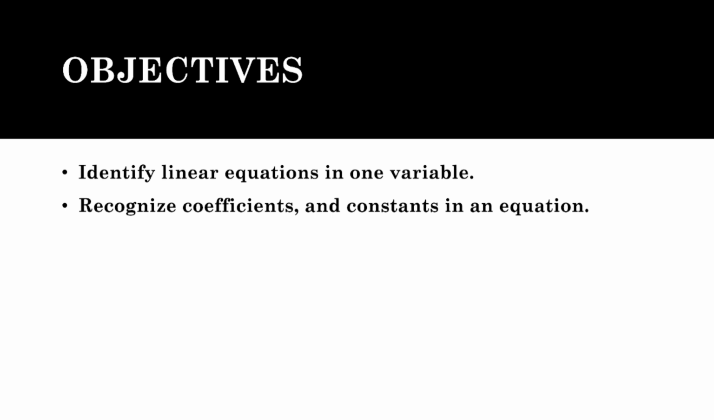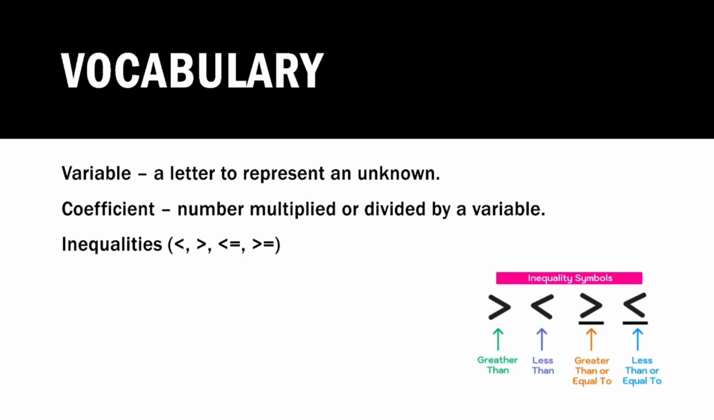So the objectives are to identify linear equations in one variable and recognize coefficients and constants in an equation. It's pretty much similar to one-step equations, but with inequalities. Vocabulary is very similar. We have a variable, which is a letter to represent an unknown, like x or y. A coefficient is the number multiplied or divided by a variable. In other words, it's the number in front of the variable, the number in front of x. You can have 3x, 5x, 1 over 5x, any number that is in front of x, or some other letter.